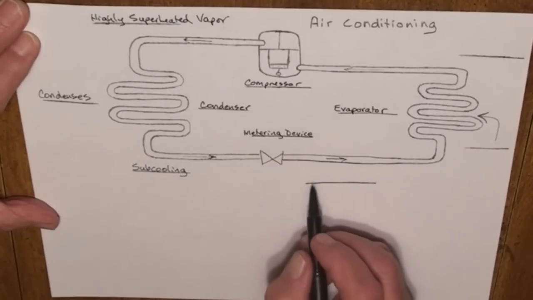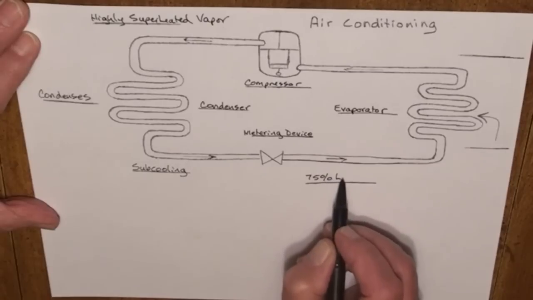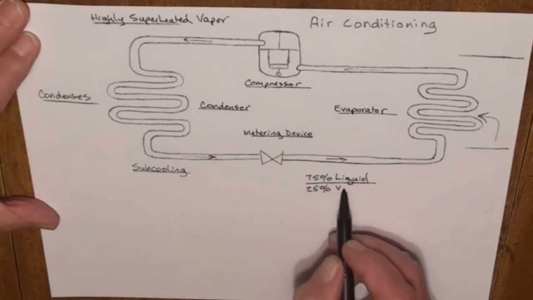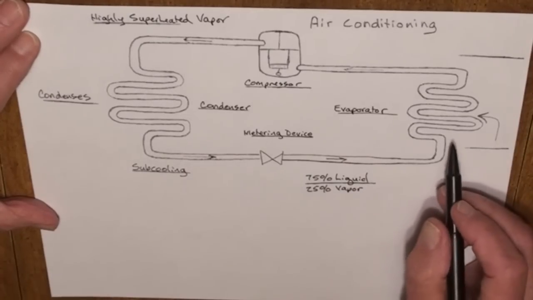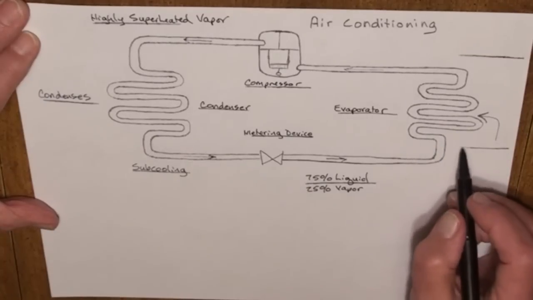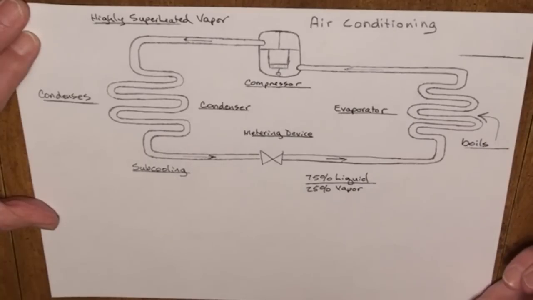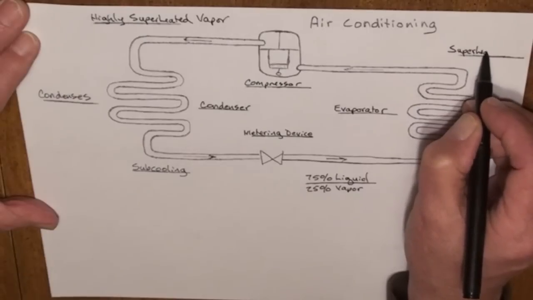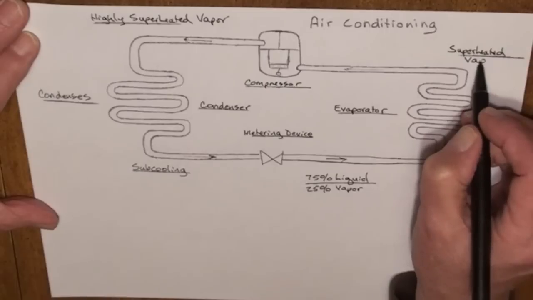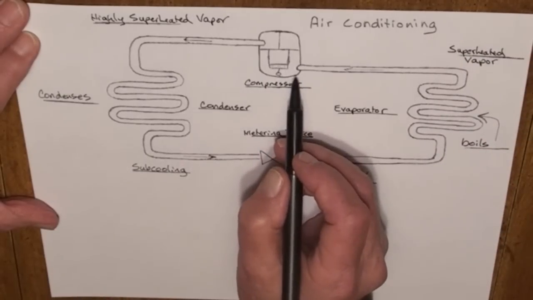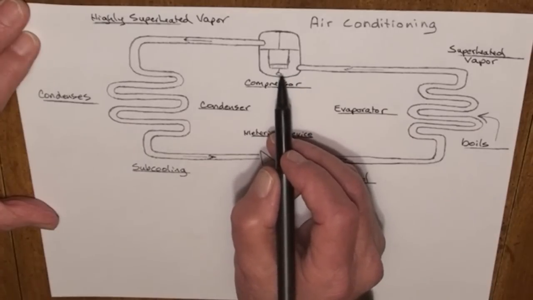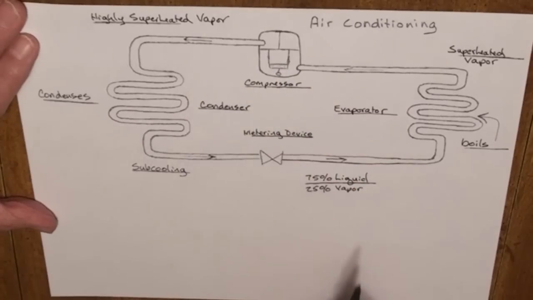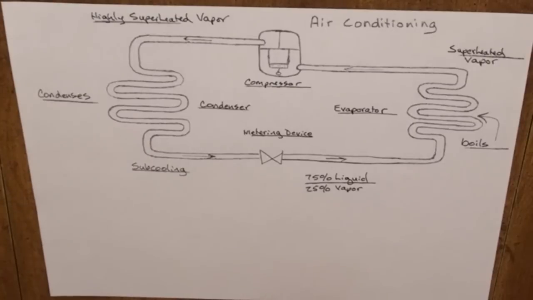It leaves the metering device as a 75% liquid and a 25% vapor. It enters the evaporator, absorbs heat, and boils to a vapor. It leaves the evaporator as a cool, superheated vapor. It enters the compressor as a superheated vapor, absorbs heat from the motor windings, is compressed by the piston, and again enters the discharge line to go through the refrigeration cycle again.